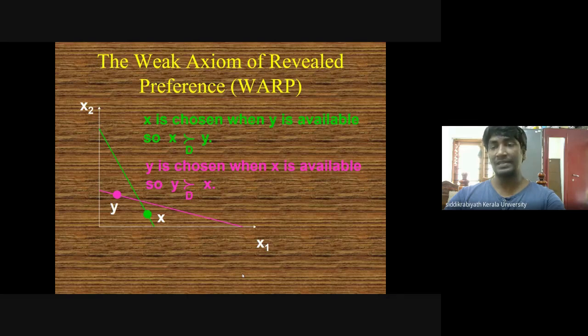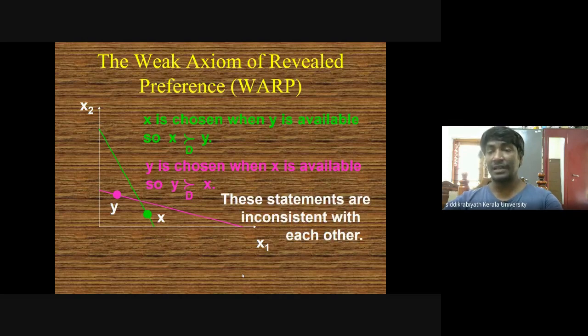Y is chosen when X is available. On the contrary, some other person had chosen Y. When he or she preferred Y, at that time some portion of X was also available within the Y vector area. It is the same as the earlier case, where within the X vector area there was a portion of the Y commodity available, not the complete set. But still you haven't gone for X in the first case and Y in the second case. So these statements are inconsistent with each other.